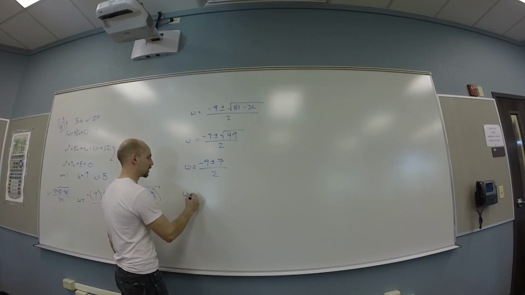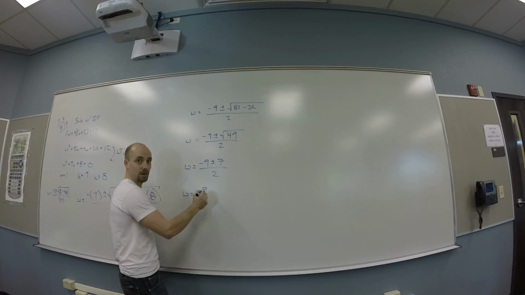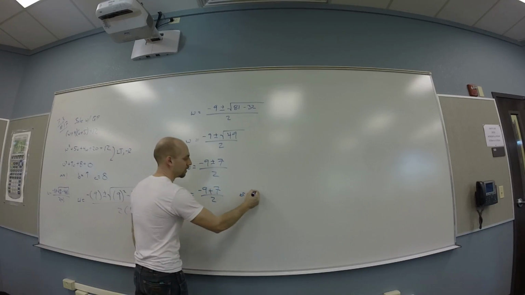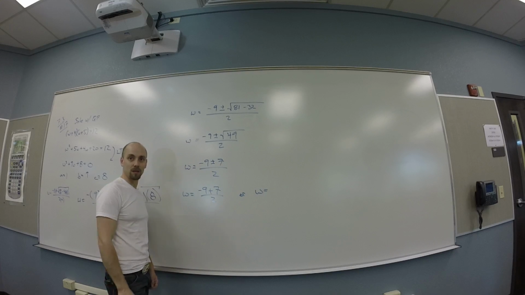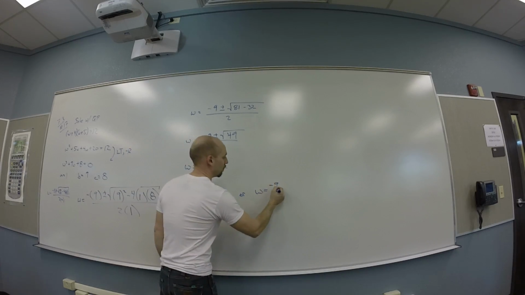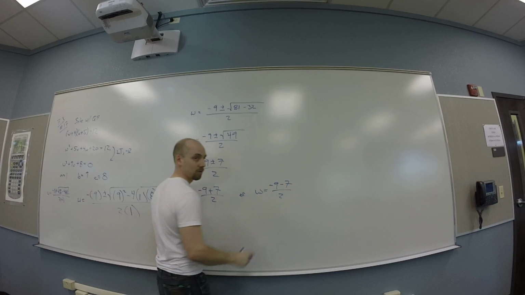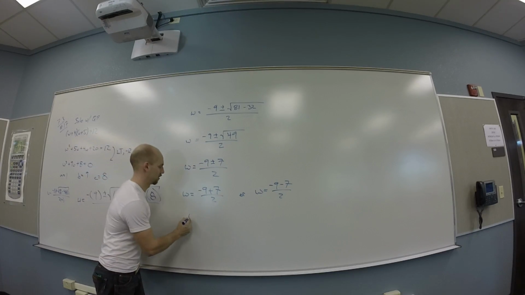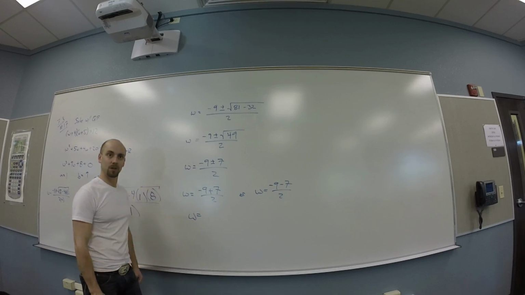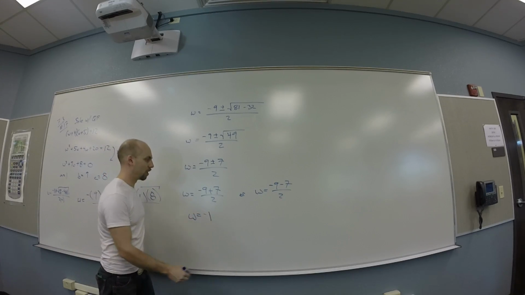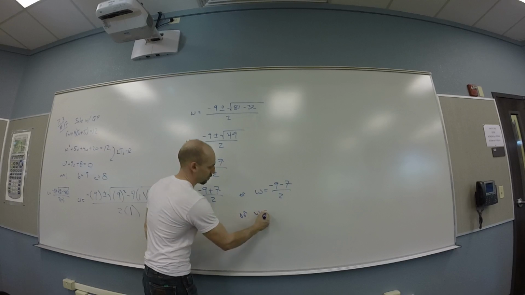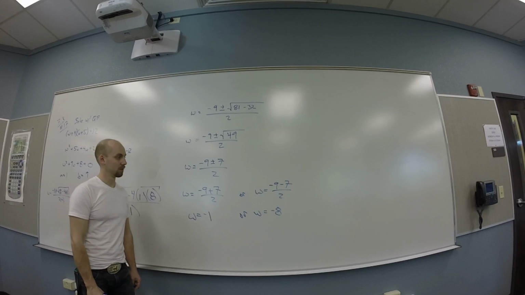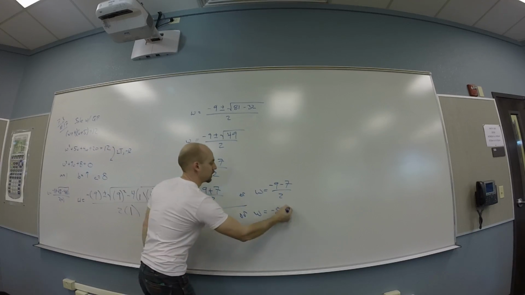Yeah, do both pieces. So W is negative 9 plus 7 over 2, or W is negative 9 minus 7 over 2. Okay, can I do any better than this? Yes. W is negative 1 or negative 8. Box it, call it a day.